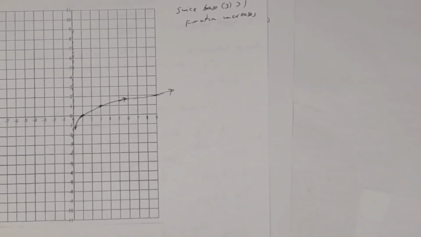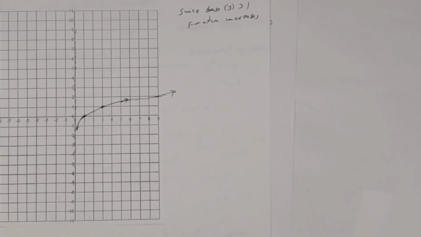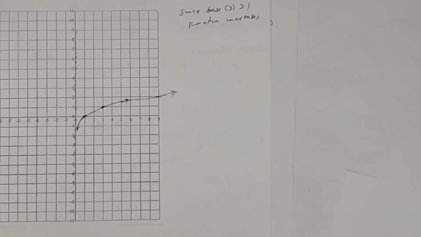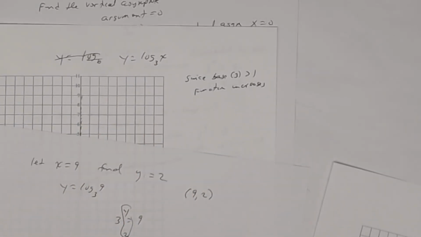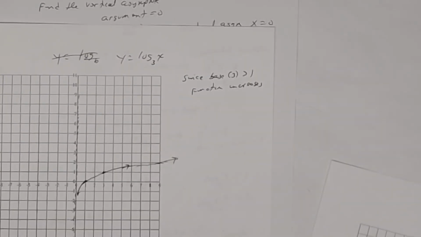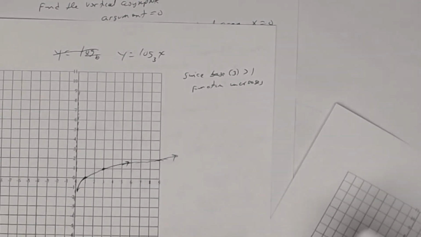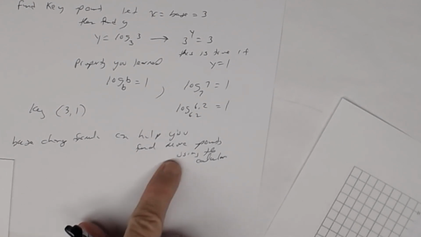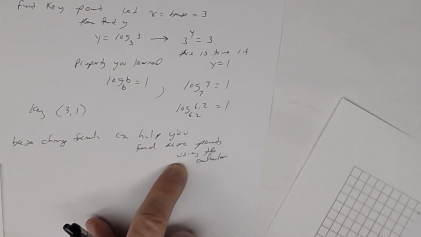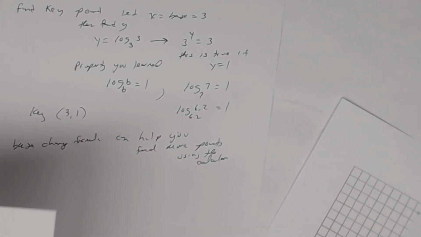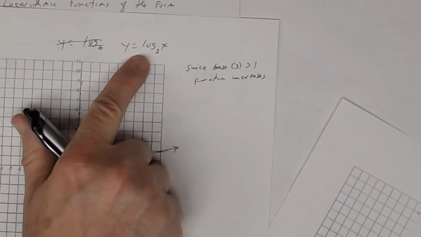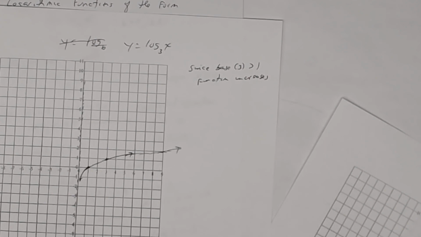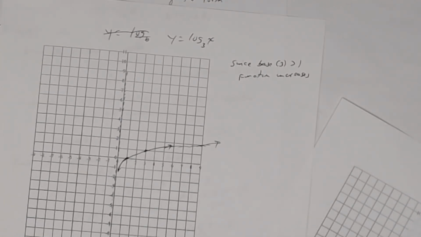All right? So just letting you know that if the bases here are not difficult, then you could also find maybe one or two other points. But if you know the base change formula, that can help you to actually find more points because you're able to use your calculator. All right, so there's the graph of y equals the log base 3 of x. All right, let's look at another one.